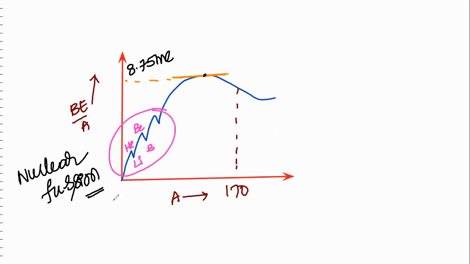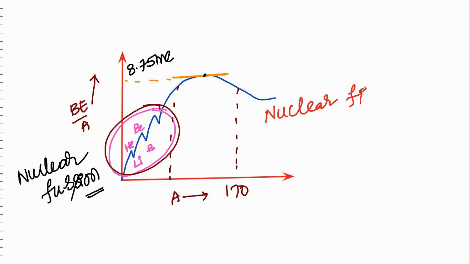The elements whose mass number is greater than 170 are unstable. The elements from 1 to 20 have less binding energy per nucleon, so they are less stable. The elements whose mass number is greater than 170 are also less stable, unstable. For their stability, they will split. A heavy nucleus that splits into two or more lighter nuclei, that process we call nuclear fission.